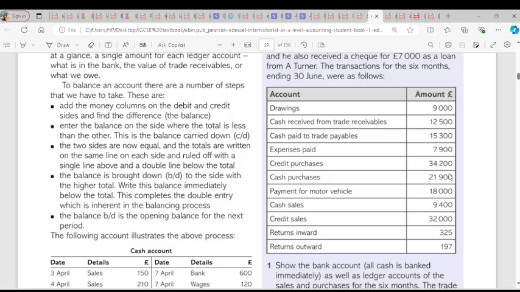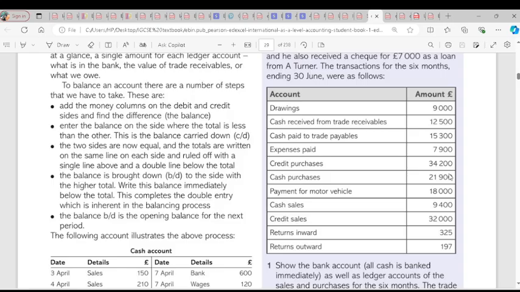Now, we go to return inward and return outward. You told us return inward is back to the business, a debit entry. Return outward is going out of the business, a credit entry. So return inward, who are we returning to? We are returning to our trade receivables. Our trade receivable returns to us, and our trade payables will receive the return outward. So return inward is for our trade receivable, return outward is for our trade payables. Do you get the point here?